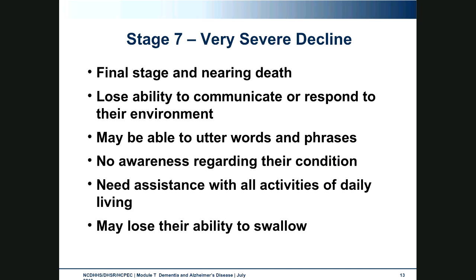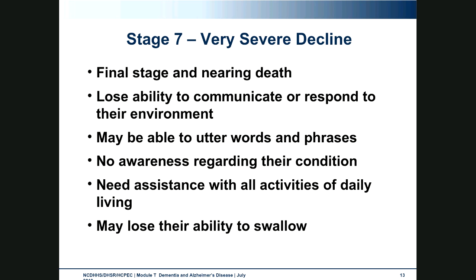They are not aware of their surroundings or the interactions that they have with other people. They need assistance with everything that they do. They have no ability to take care of themselves at all. They may lose their ability to swallow, so they don't know how to swallow anymore. Their brain has forgotten how to swallow.